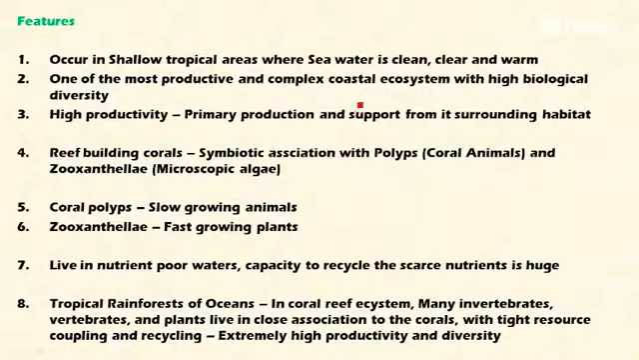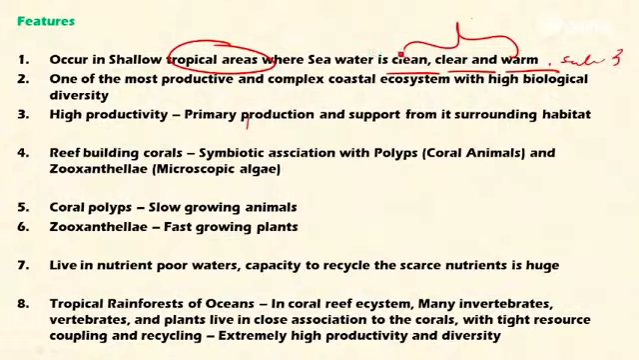Let's look at the important features of the coral reefs. The first feature is that they occur in shallow tropical areas. They occur only in tropical areas where seawater is clean, clear, and warm, and these are very important for the growth of the coral reefs. Seawater must be clean, clear, and warm, and it must be saline. If any of these conditions are not met, the coral reef will face extinction. They are also one of the most productive and complex coastal ecosystems with high biological diversity.